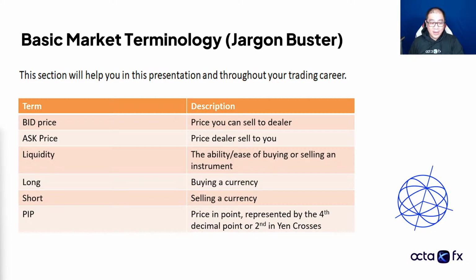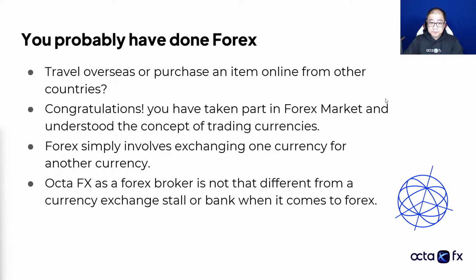And then pip. You're going to hear this a lot. This is basically how you count your gains or losses. This is pip. It stands for price in point. It's represented by the 4th decimal point, or the 2nd decimal point in yen crosses.